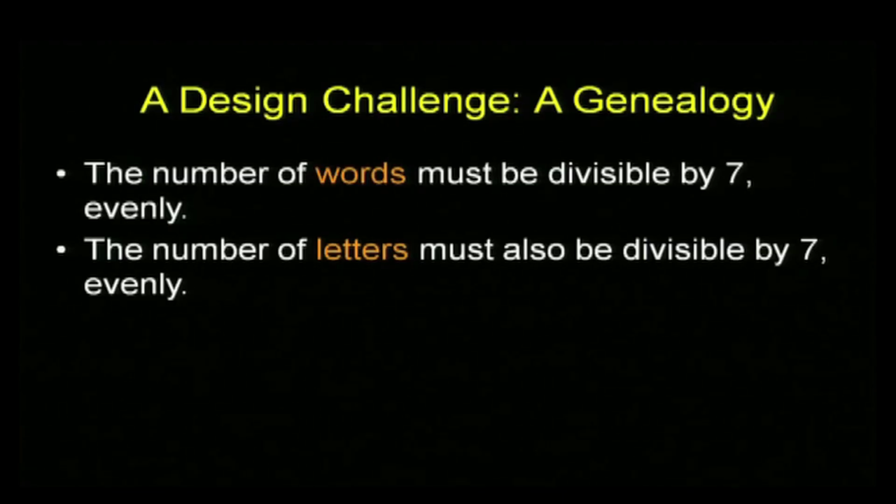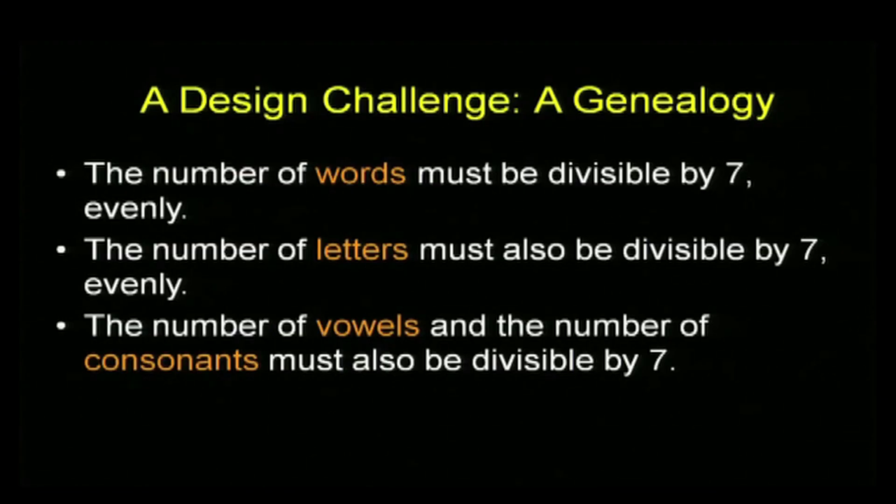How many could do that? That's not hard to do, especially in English. You can fudge it around. Except I have another condition I want you to meet. I want the number of letters that you use, if you count them up, to be divisible by 7 exactly. Now that's a little tougher, isn't it? Because you might get the words to come out, but you need to get the letters to come out. But by fudging around, you could probably do that. Except I want the number of vowels and the number of consonants each to be a multiple of 7. How many are still playing with me?